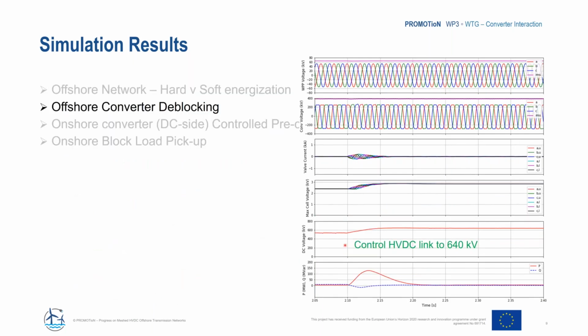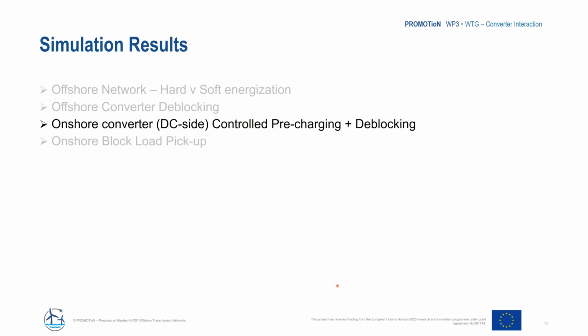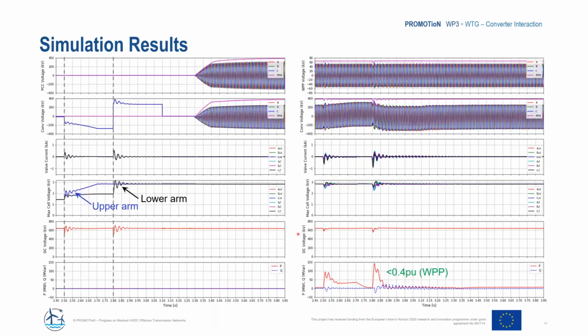The next stage is the offshore MMC deblocking to control the HVDC link to its rated 640 kV, and this is associated with the power surge from the wind power plant. Then comes the DC side pre-charging of the onshore MMC, which is opposite to the AC side pre-charging of the offshore MMC. We follow a very simple protocol here, in which first the upper arm of the onshore MMC is pre-charged to its rated values, and then the lower arm is pre-charged to its rated values.